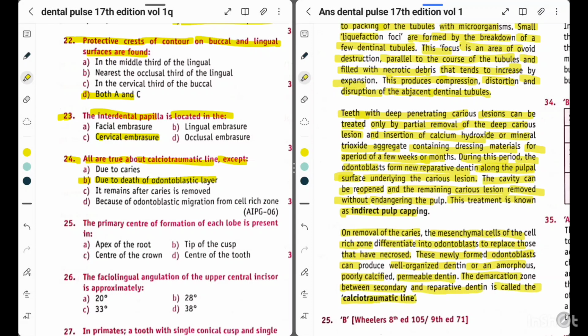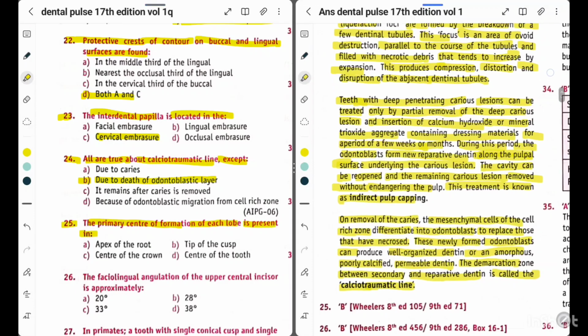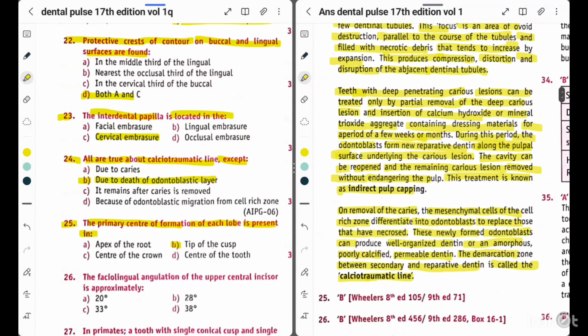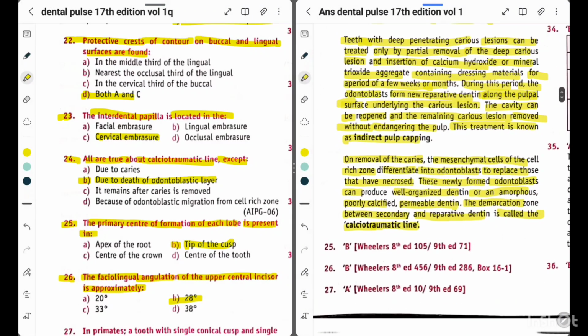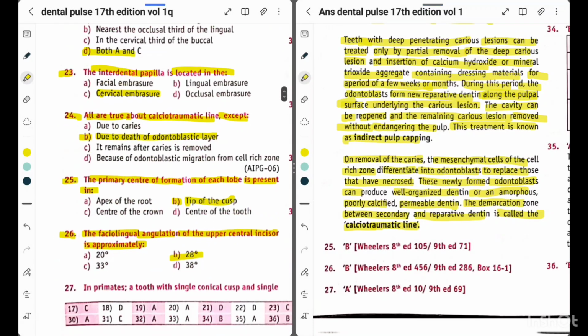Okay. Now, question 25. The primary center of formation of each lobe is present in. So, its answer is option B, tip of the cusp. Primary center of formation of each lobe is present in tip of cusp. Question 26. The facial-lingual angulation of the upper central incisor is approximately. So, its answer is option B, 28 degree. Facial-lingual angulation of the upper central incisor is approximately 28 degree.